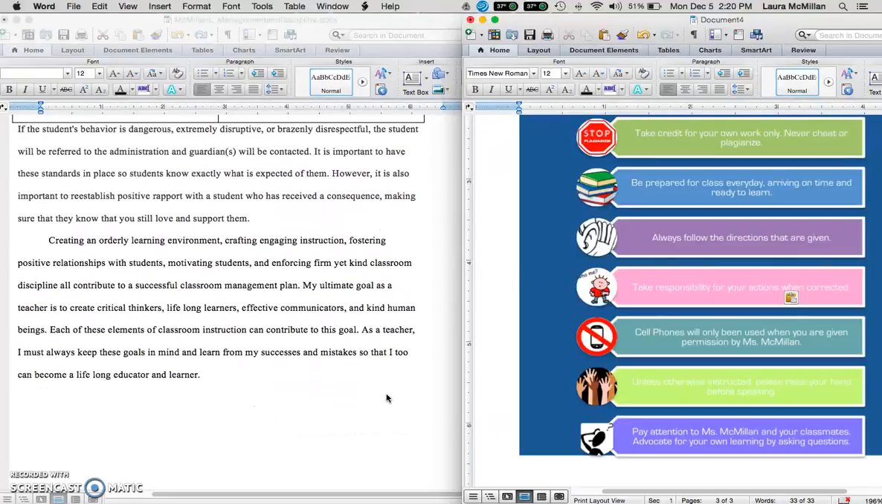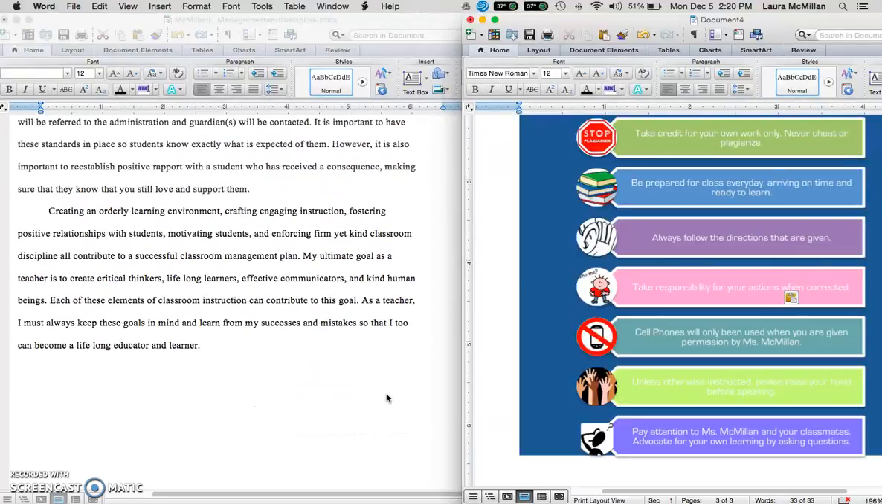Creating an orderly learning environment, crafting engaging instruction, fostering positive relationships with students, motivating students, and enforcing firm yet kind classroom discipline all contribute to a successful classroom management plan. My ultimate goal as a teacher is to create critical thinkers, lifelong learners, effective communicators, and kind human beings. Each of these elements of classroom instruction can contribute to this goal. As a teacher, I must always keep these goals in mind and learn from my successes and mistakes so that I too can become a lifelong educator and learner.